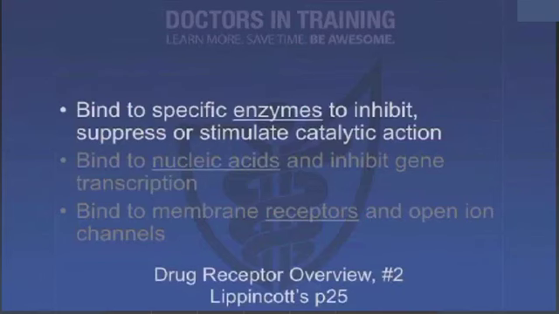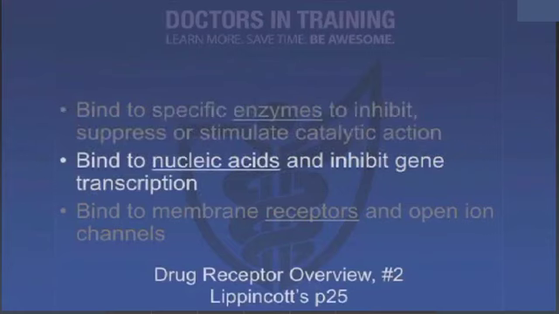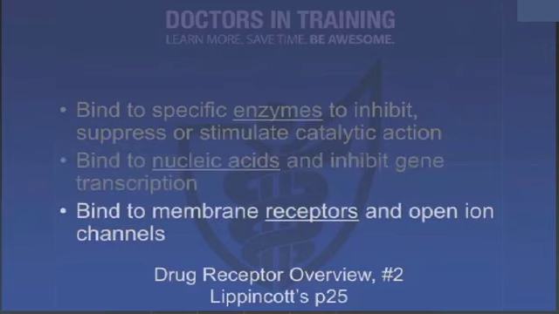The drug effects come about in various different ways. Sometimes drugs can bind to specific enzymes and inhibit or suppress or stimulate their catalytic action. Sometimes drugs can bind to nucleic acids and inhibit gene transcription. Sometimes drugs can bind to receptors on the membrane and open an ion channel. And in all of these cases, it's the drug-receptor complex, the joining together of the two, that leads to some type of biological response. Most cells have lots and lots of different receptors, but those receptors are specific for certain ligands or certain drugs.